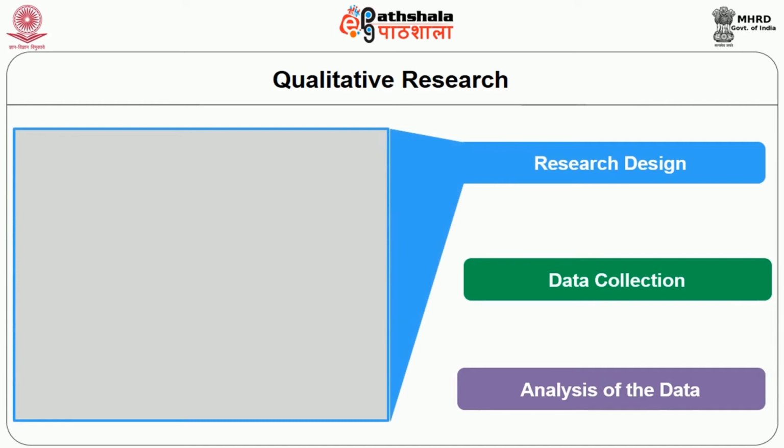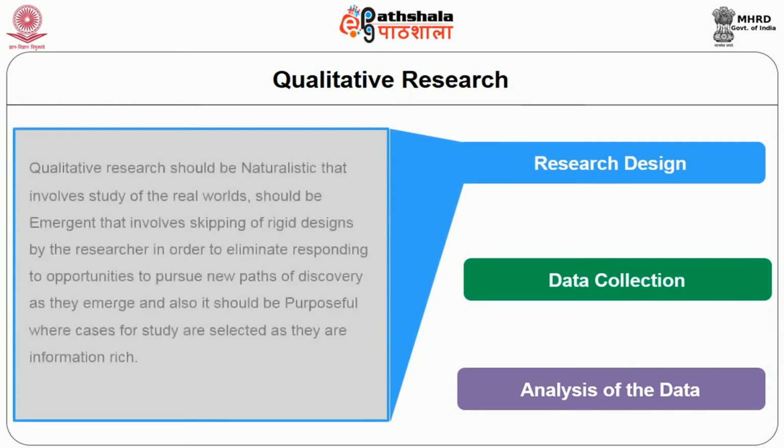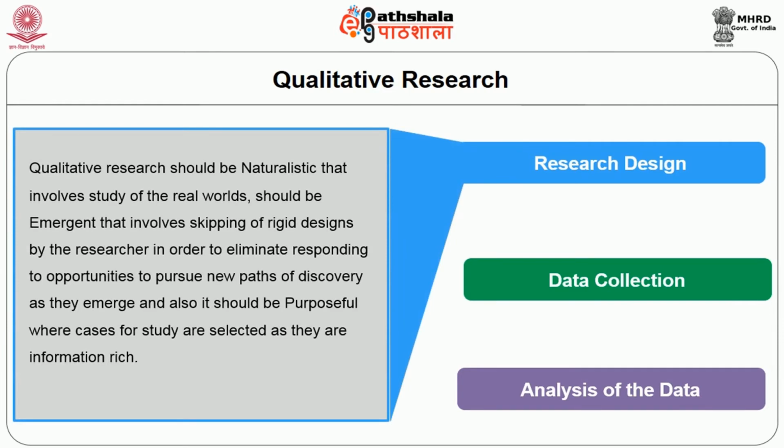The first one is research design. Qualitative research should be naturalistic, that involves study of the real world; should be emergent, that involves skipping off rigid designs by the researcher in order to respond to opportunities to pursue new paths of discovery as they emerge; and also it should be purposeful, where cases for study are selected as they are information rich.